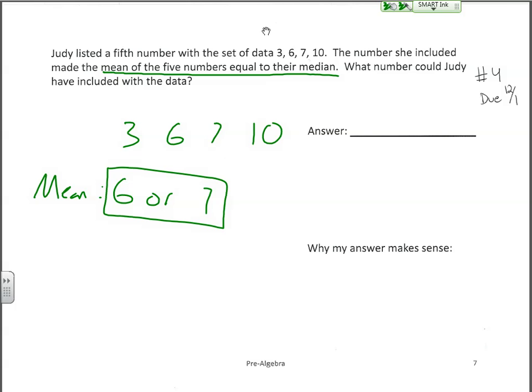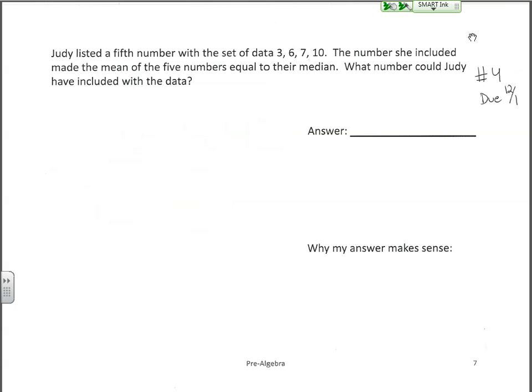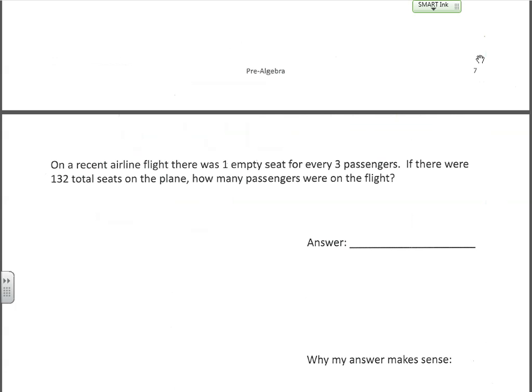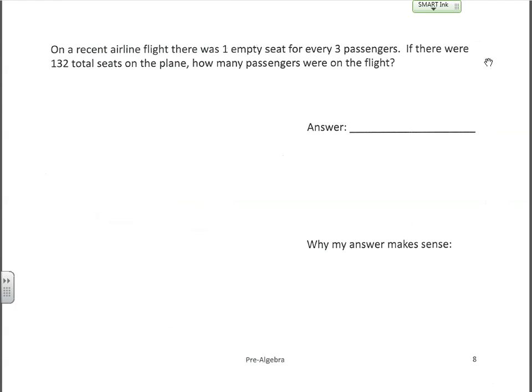Okay, questions on this one? Other questions on this one? No. Okay. Moving on then, down to the second logic question. It says, on a recent airline flight, there was 1 empty seat for every 3 passengers. Obviously, this was written pre-COVID. If there were 132 total seats on the plane, how many passengers were on the flight?